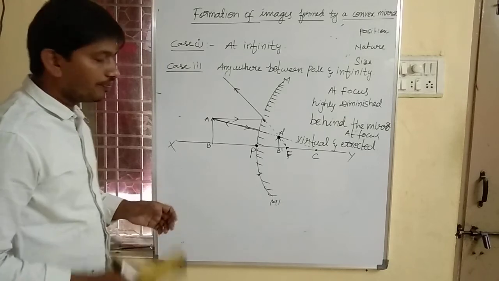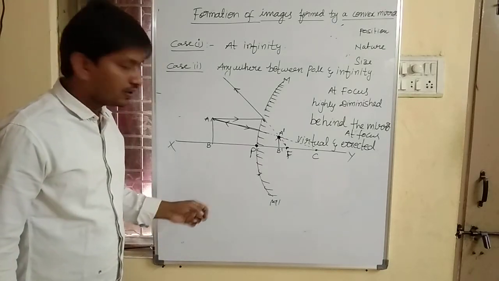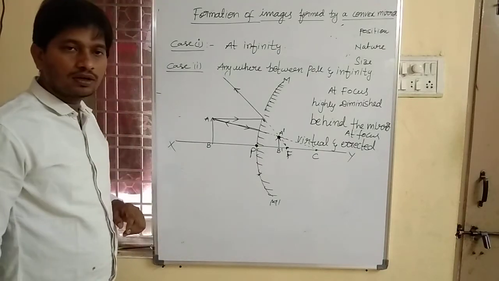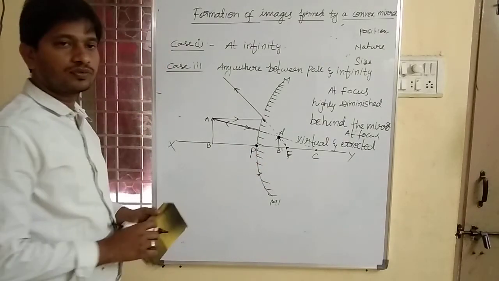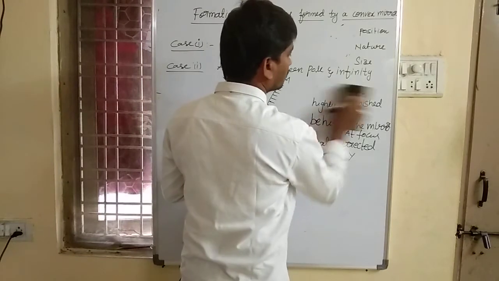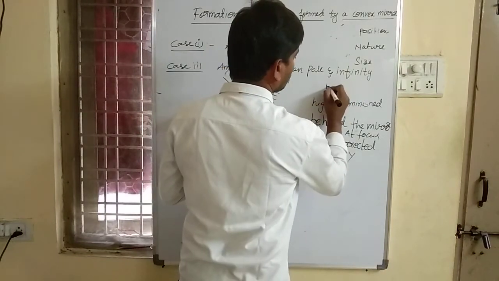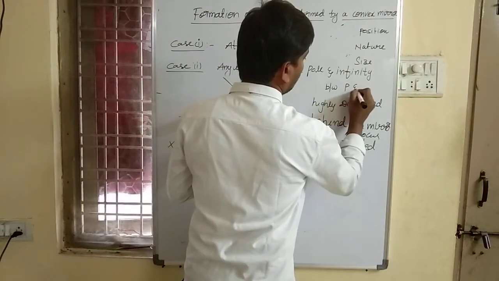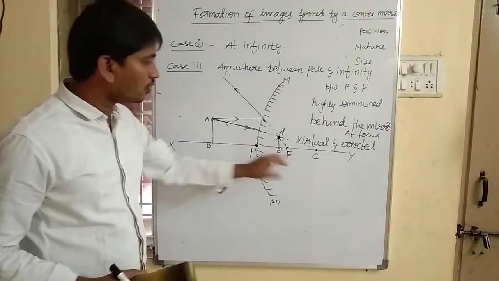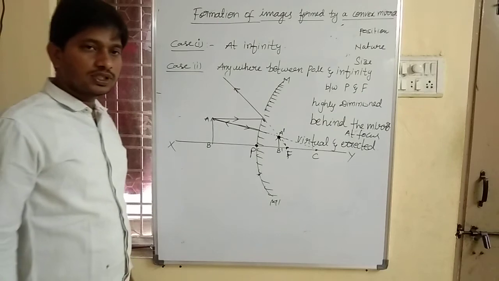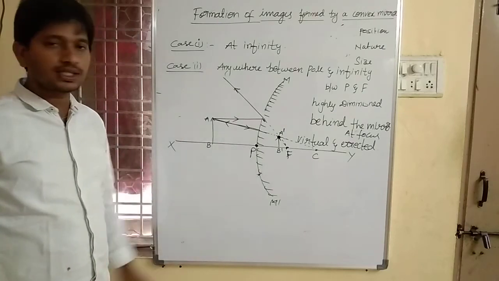So if you observe, if you place an object between pole and infinity, we got the image between pole and focus. Where did we get the image? We got the image between pole and focus. Yes, we got the image between pole and focus.